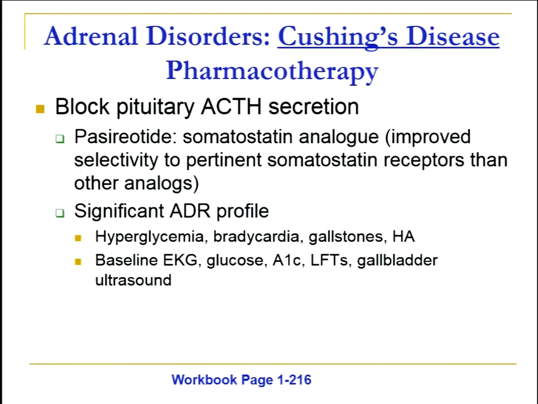There are two main avenues used in the treatment with pharmacotherapy for Cushing's, including blocking the pituitary ACTH secretion. And this is a relatively new medication. It's been on the block for a few years now, but pasireotide is kind of like octreotide, but it's more selective for the type of receptors we're looking at here. It has a significant ADR profile, however, and a lot of endocrinologists shy away from it just because of its ADR profile. It can cause hyperglycemia and type 2 diabetes, can cause significant bradycardia, can increase your risk for gallstones, and cause a whopper of a headache.